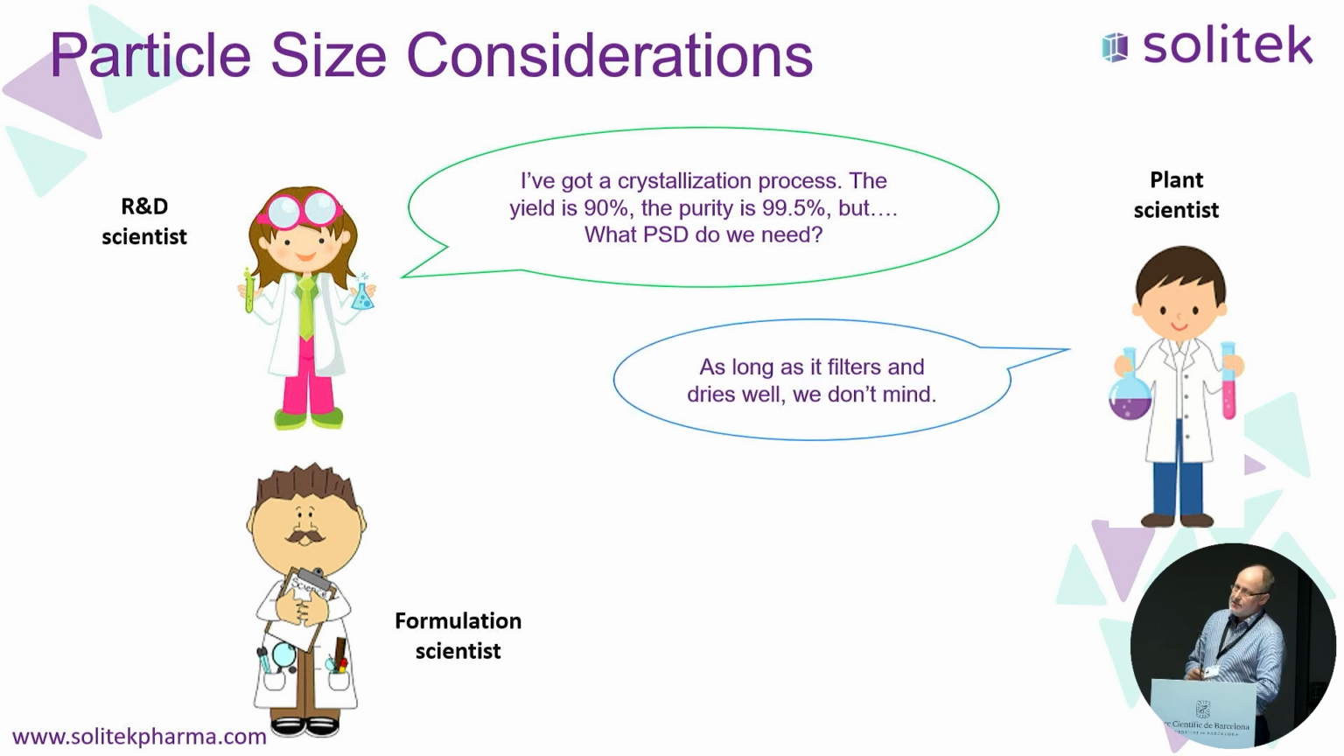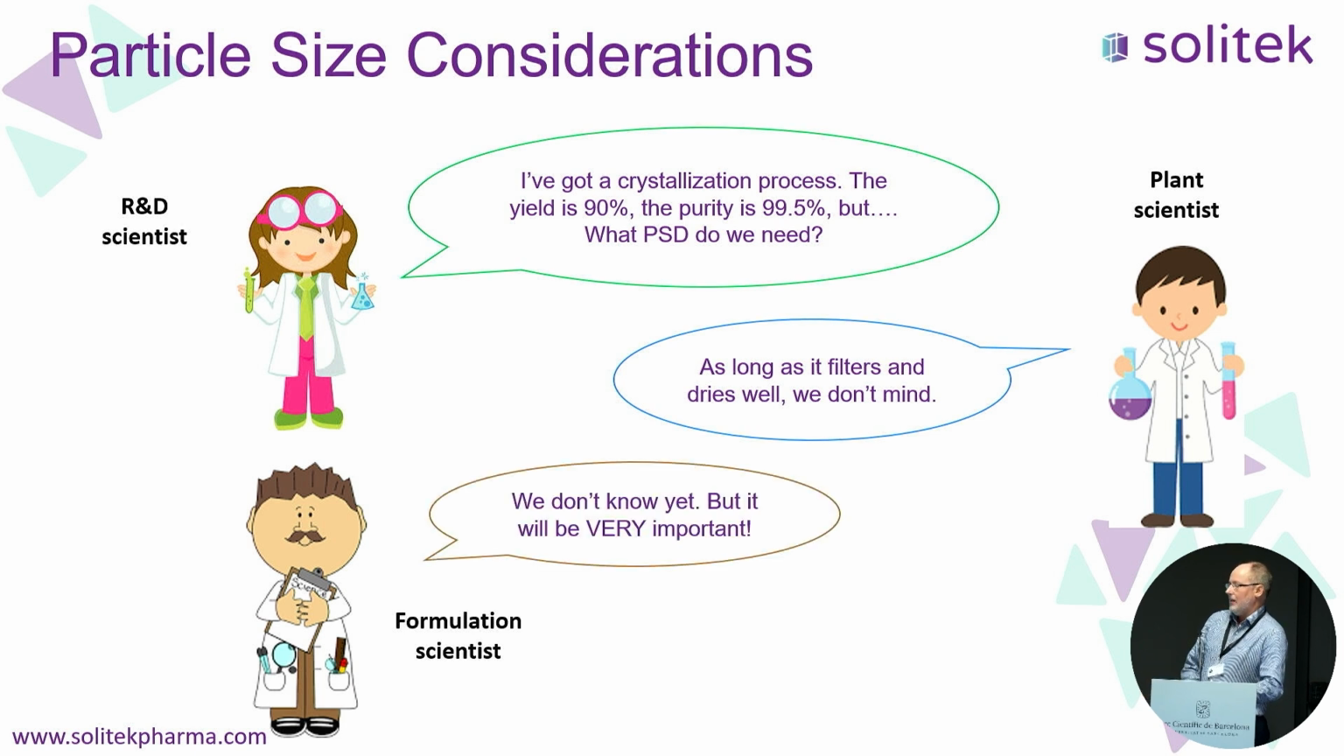So then we move to the plant scientist. He says, well, I'm interested in the filtration and the drying. As long as that works, no problem. Great. And then we have the formulation scientist, and he says, right, it's probably going to be very important, okay? But we don't know what we want exactly just yet. Because why? He hasn't started working on the product yet. And so he's going to receive the material, but the material he will receive to start his initial development is not going to come from him. It's probably going to come from her.